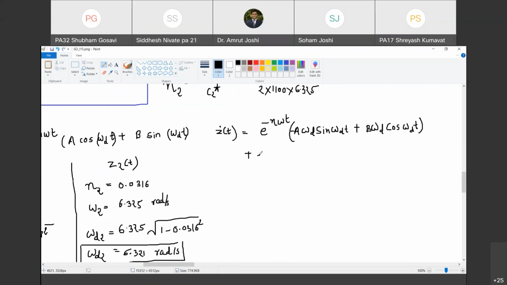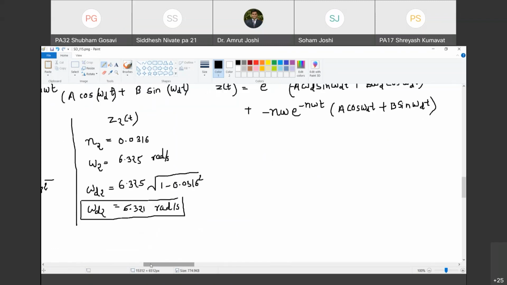Plus the derivative of e raised to minus eta omega t, that turns out to be minus eta omega e raised to minus eta omega t, into a cos omega dt plus b sin omega dt. Happy? Yes, sir. Okay. Having said that, now let us apply boundary conditions here.